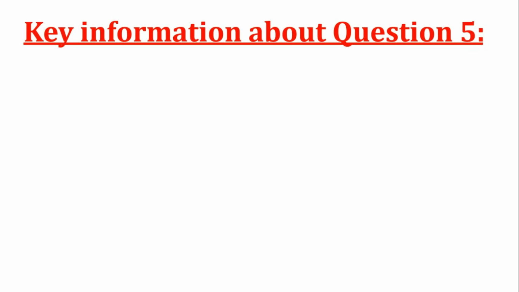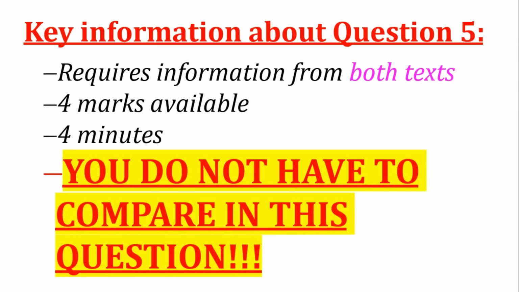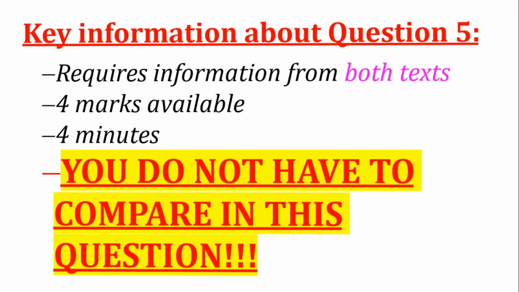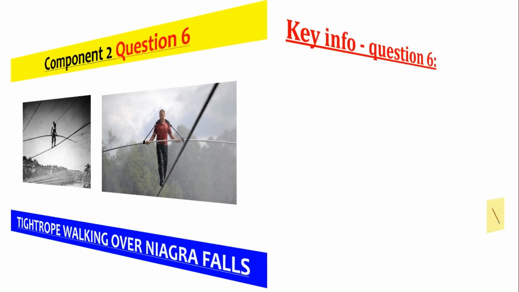So key info for question 5: it requires information from both texts, 4 marks for 4 or 5 minutes, and don't compare in the question. Just as quick as you can, get the information you need and get on to question 6. Okay, the last question on paper 2, this is Tightrope Walking Over Niagara Falls. This is the second question where you're looking at both texts, but the first and only question in the exam where you're comparing and contrasting the extracts.